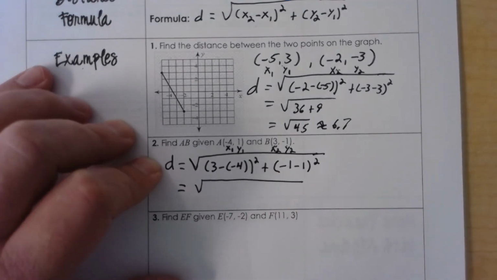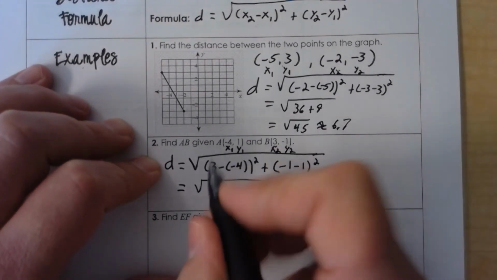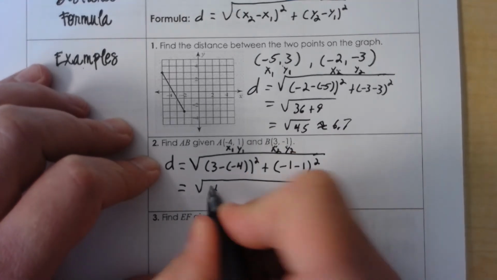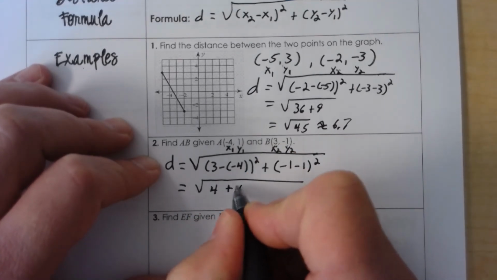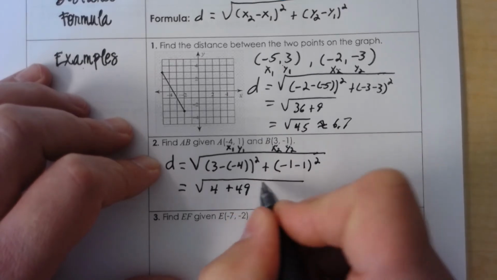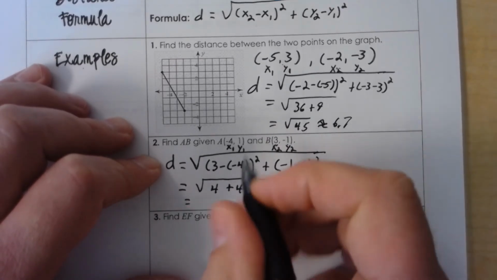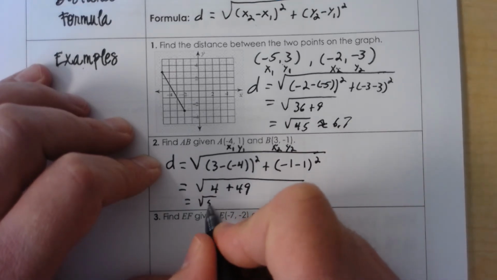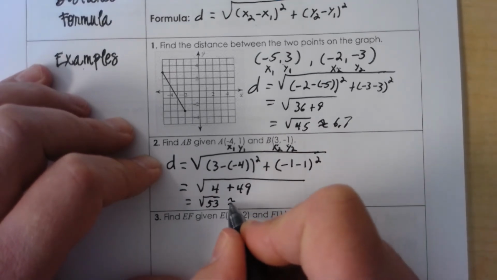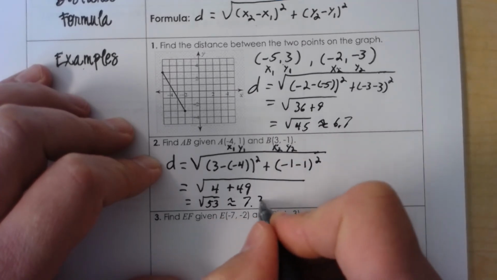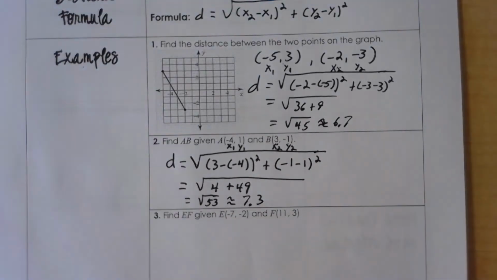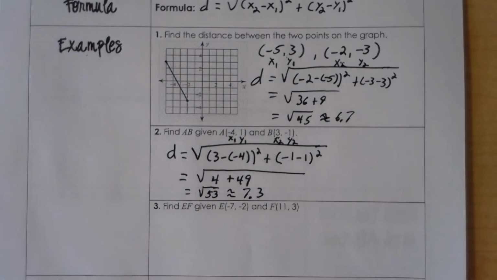So simplifying this down kind of quick, we end up getting 4 plus 49, and that ends up simplifying to the square root of 53, and that is around 7.3. Make sense? Alright. You all do number 3 to get you a little bit of practice with it there.